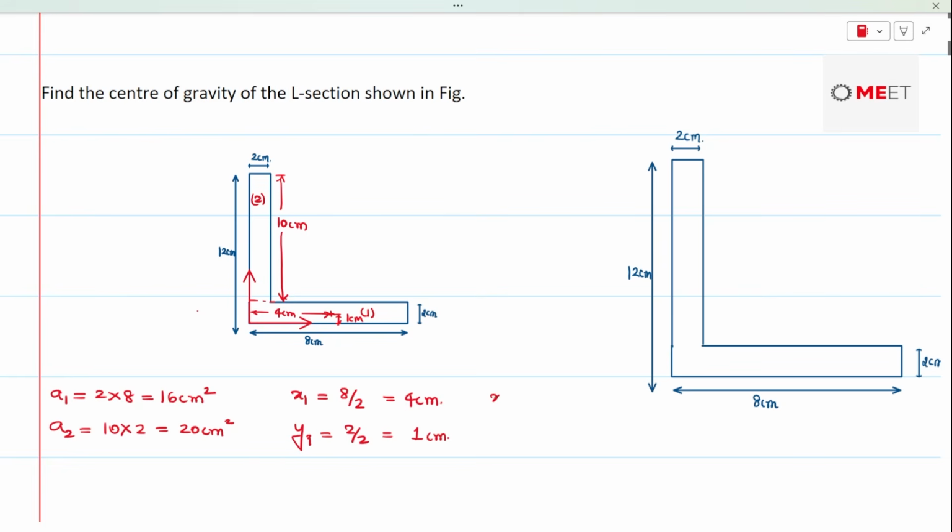In the same way, x2 needs to be calculated. x2 will be somewhere here. So this distance is 1 centimeter, that is 2 by 2, and y2 will be 2. Area 2 is 2 centimeters above the x-axis, so we have to add 2 plus half the height of area 2, which is 10 by 2. So this is 2 plus 5, that is 7 centimeters.